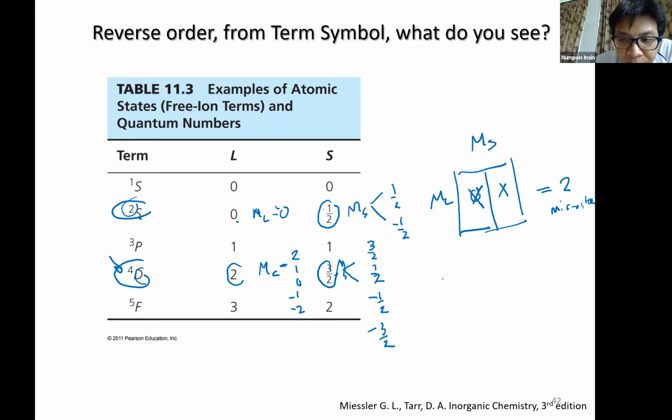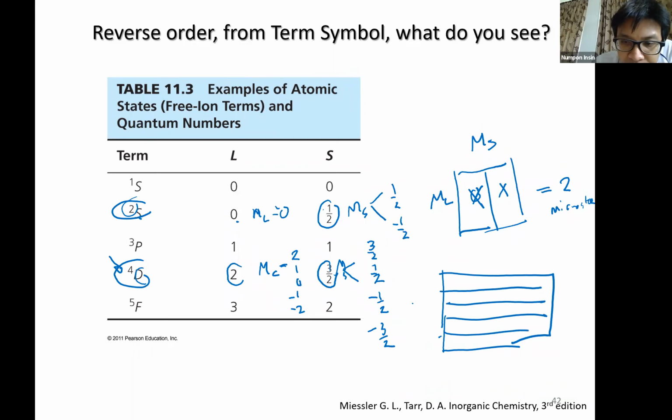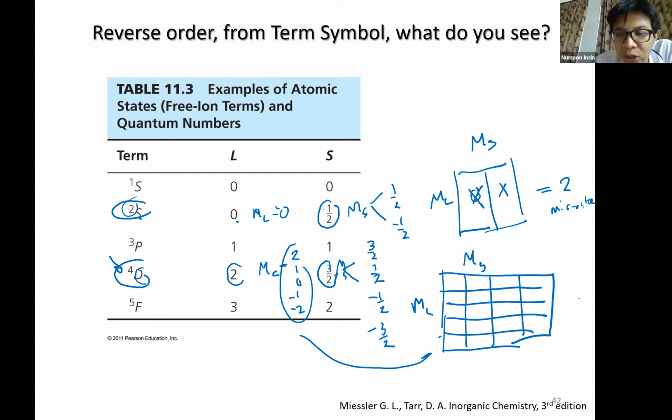Okay, so actually it comes from the table of 5 rows. So ML has 5 values and MS has 4 values. So actually it's 5 times 4. So it represents 20 microstates. Okay, so the bigger the term or the bigger the multiplicity, it means it represents more and more microstates.